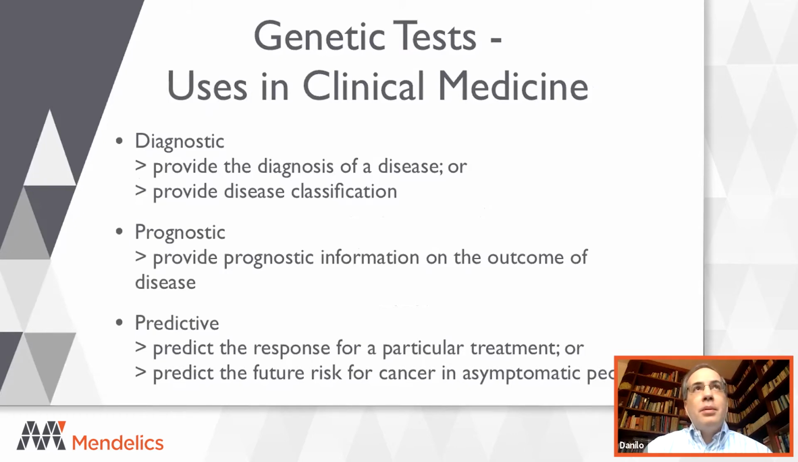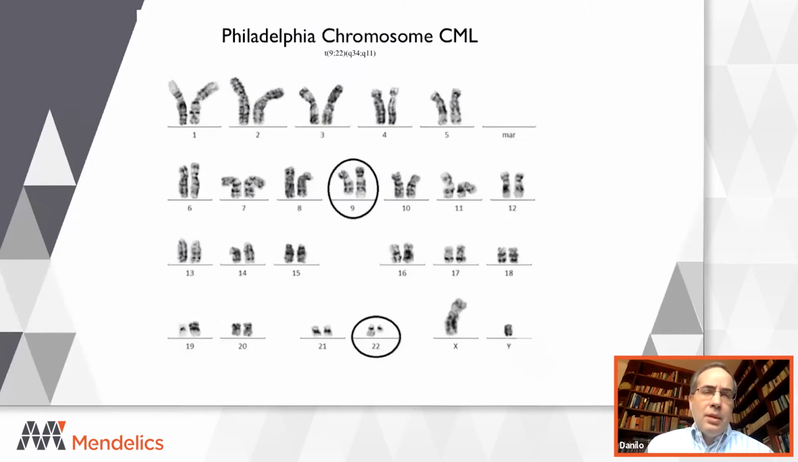When we think about genetic tests, they are used for three main purposes in clinical medicine. The first one is diagnostic, when we provide the diagnosis of the disease or the disease classification. The second one is prognostic, when we provide prognostic information on the outcome of a disease. And predictive, when we predict the response to a particular treatment or predict the future risk for cancer in asymptomatic people. This has been in use for a long time, since the 60s, with the Philadelphia chromosome in chronic myeloid leukemia.